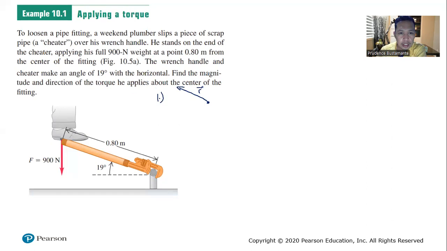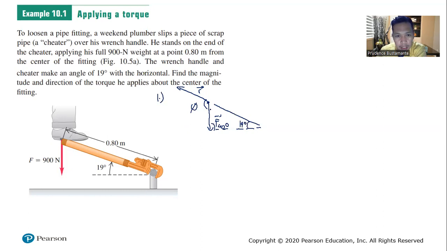Okay, this is vector r, and this is the direction of the force. Okay, you need to find this angle here, phi. Since you are given a clue, this is the clue actually. So you have here 90 degrees and you have here 19 degrees.